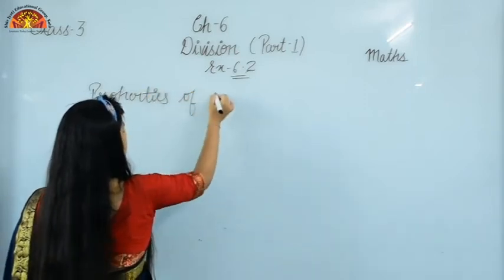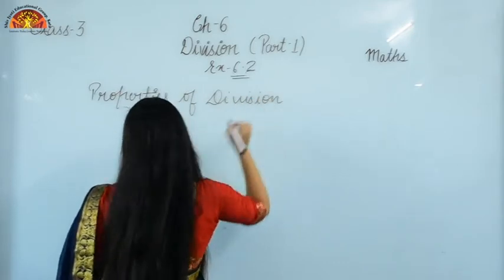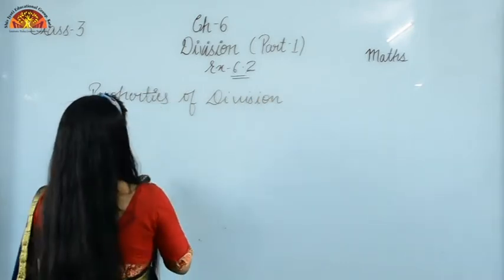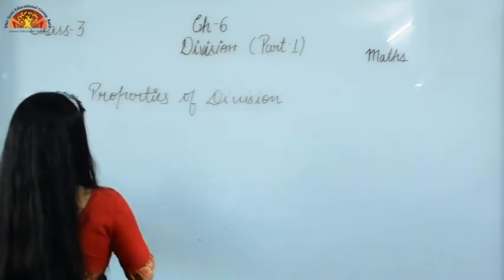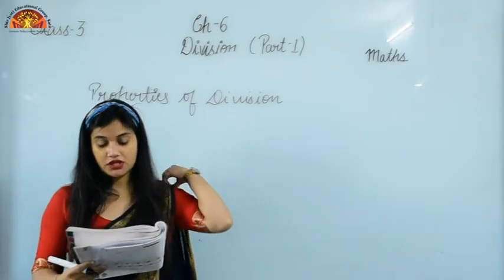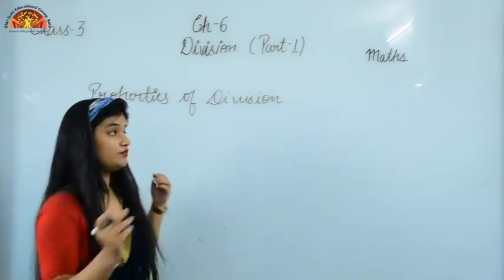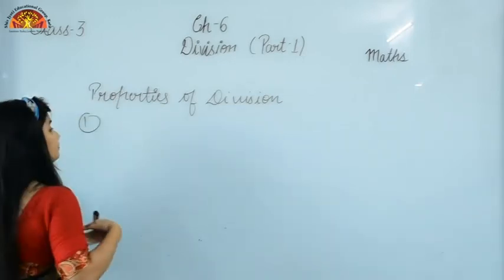Properties of division. And this is given on page number 79. On page number 79 we are observing properties of division and now we see the first property. What is the first property? The first property is division of a number by 1.